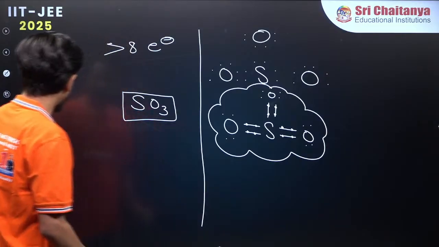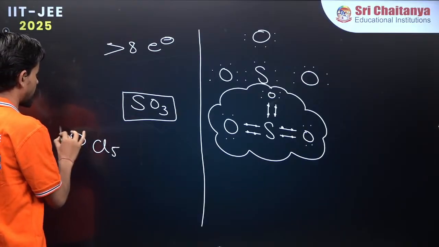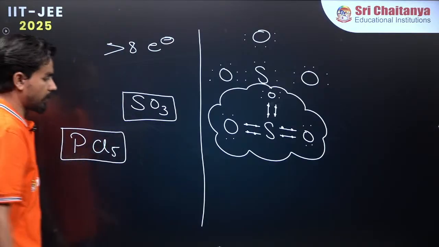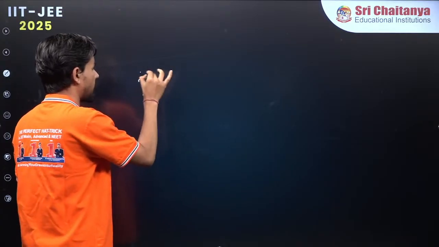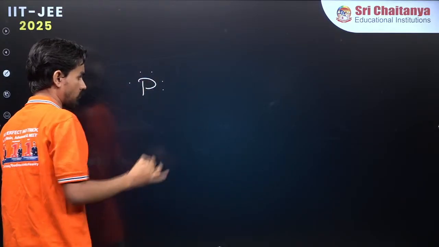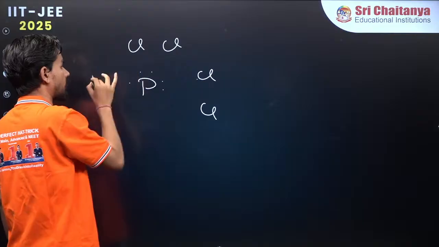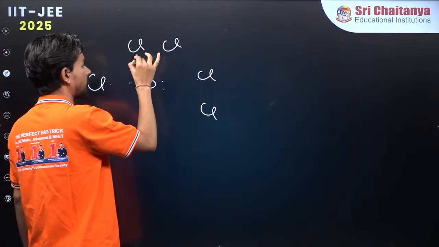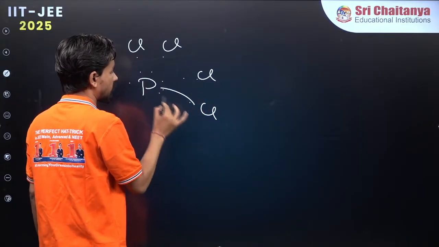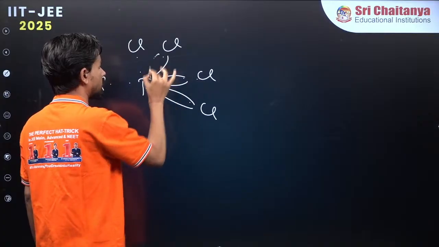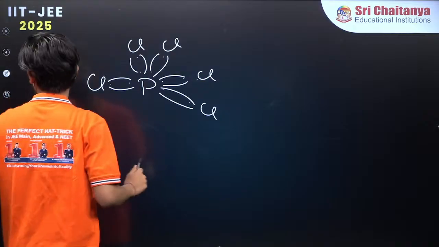Now think about one more, let us say PCl5. P, phosphorus, has 5 electrons in its outermost shell: 1, 2, 3, 4, 5. Chlorine also shares 1 electron, like this. So 1, 2, 3, 4, 5. This kind of structure.